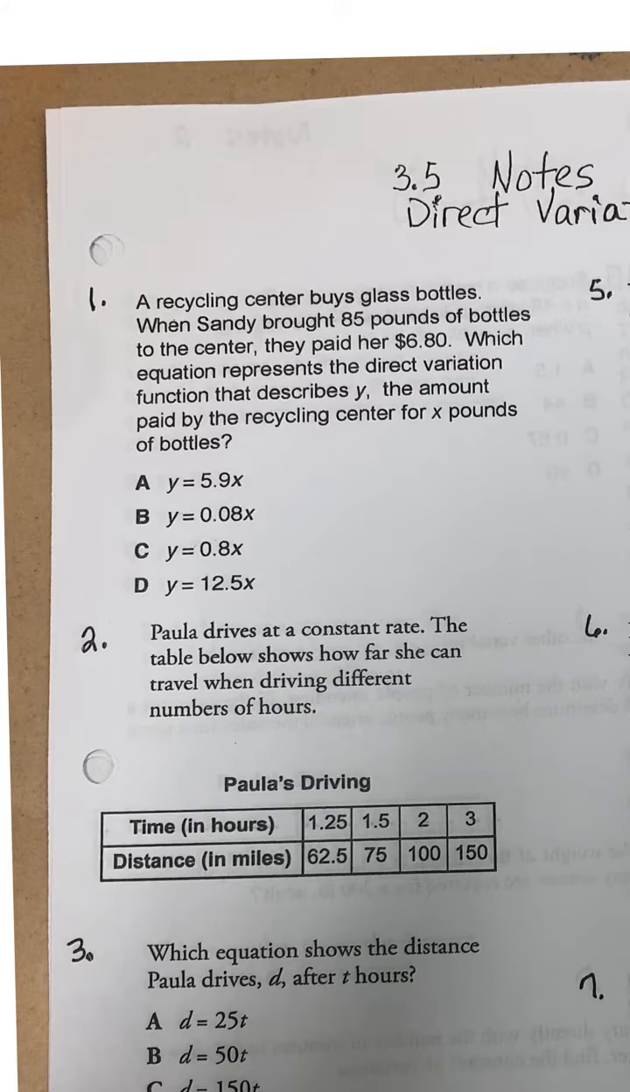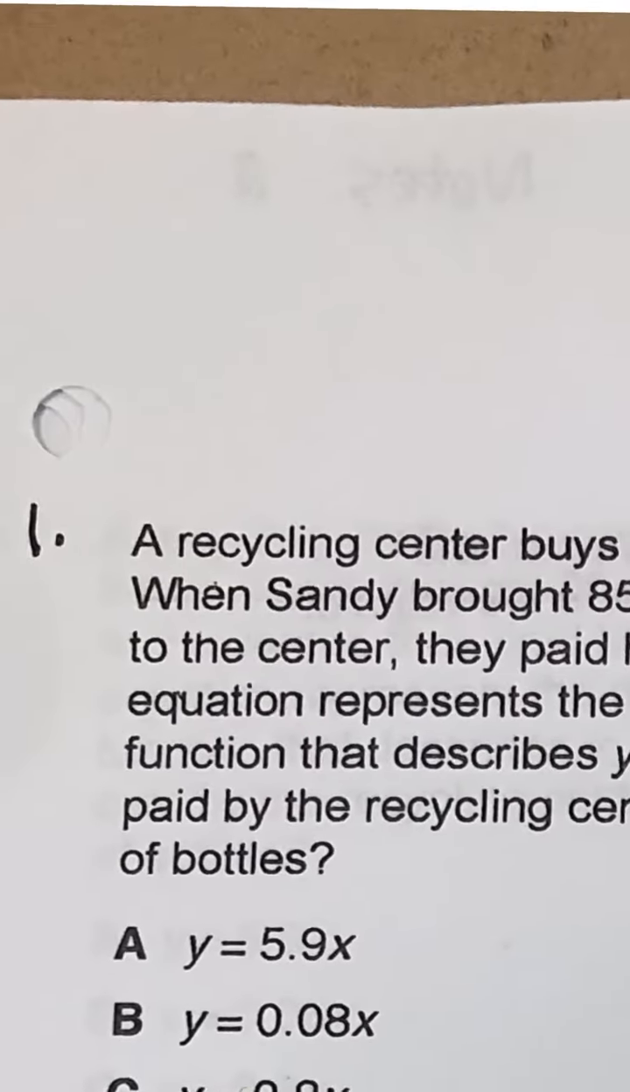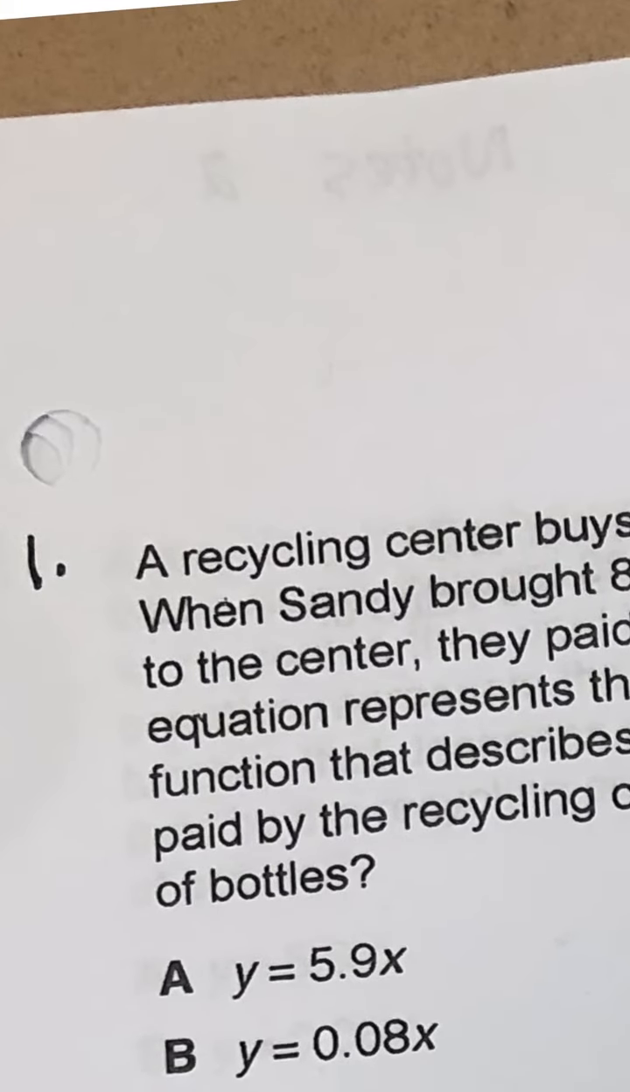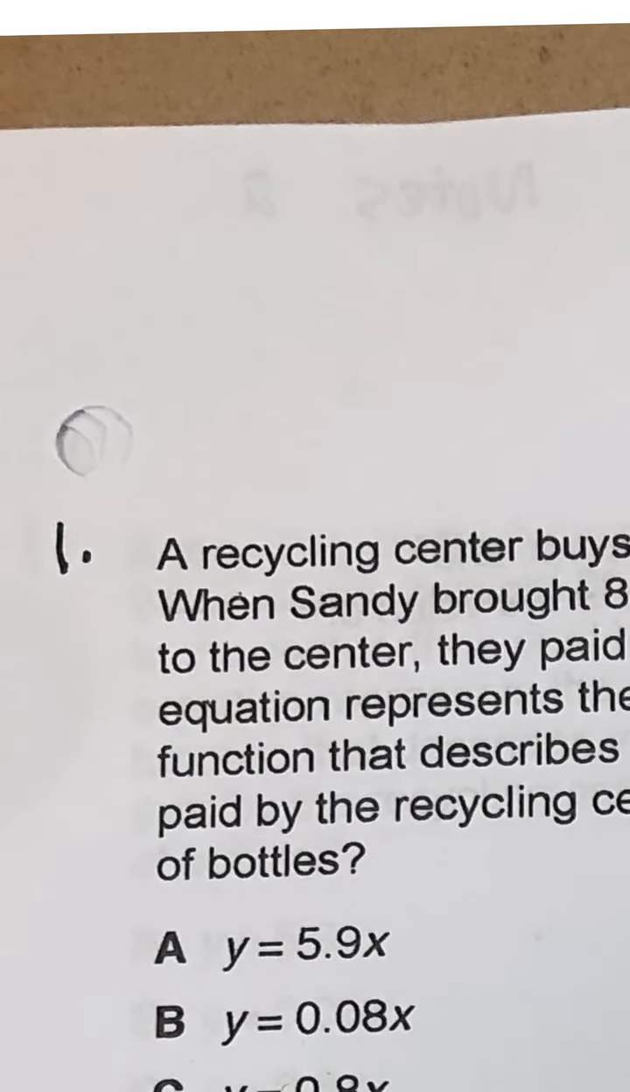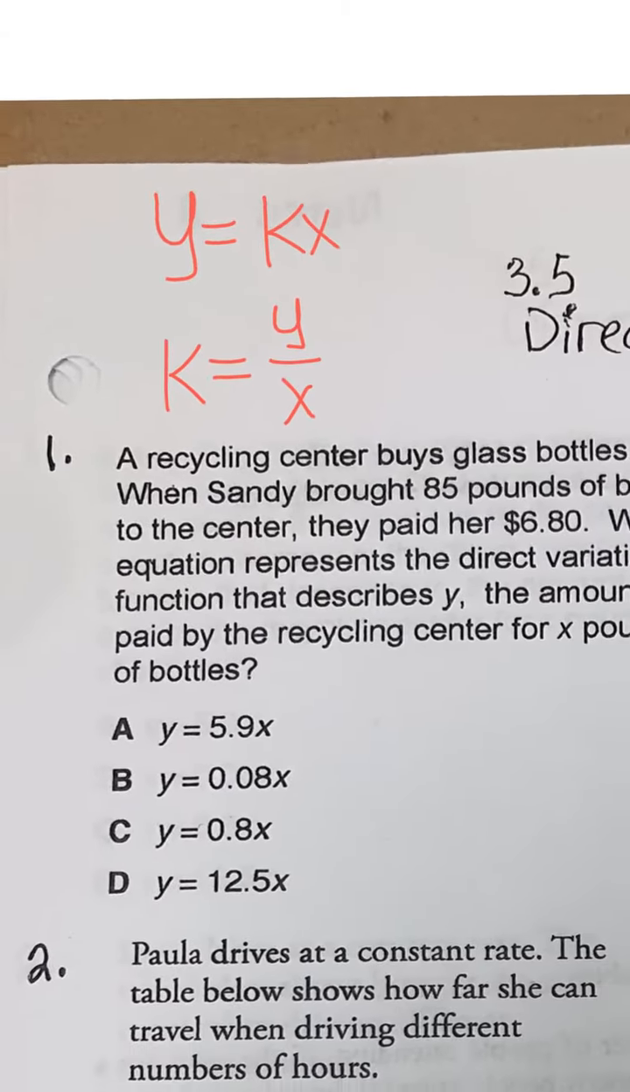So today we're going to be learning about direct variation. What is direct variation? The simplest thing I can say is that direct variations are proportions and they look like y equals kx, where k is just whatever your y value is over your x value. Okay? I know this seems a little bit confusing, so just bear with me. You will see an example right now.